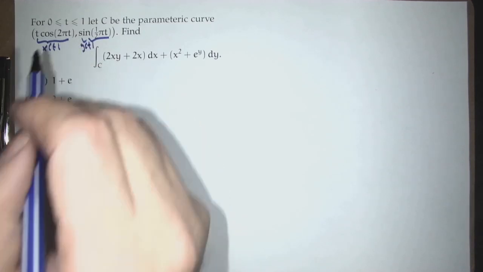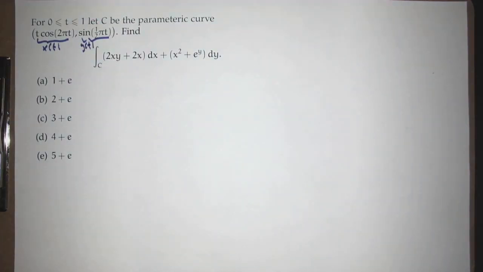But you're kind of looking at this and like, ugh, that does not look pleasant to work with. And that's kind of a clue, of course. If things don't look nice, perhaps there's another way. We're asked to find the integral along the curve of 2xy plus 2x dx plus x squared plus e to the y dy. All right. So we have options 1 plus e, 2 plus e, 3 plus e, 4 plus e, and 5 plus e.